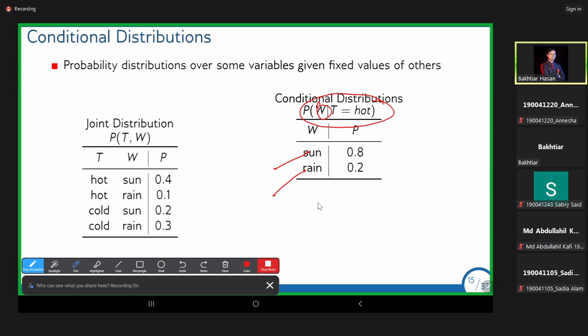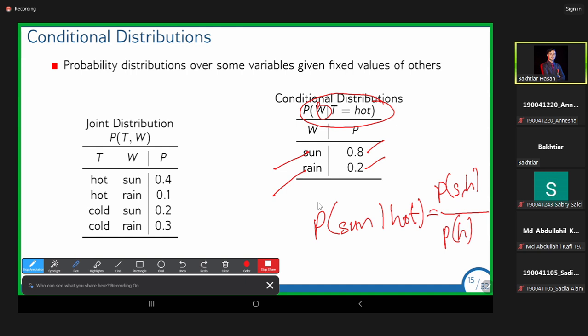All right, and each one of them is going to be, let's say, P of sun given hot and P of rain given hot. Here, hot is the evidence. All right. If I try to compute them, we got 0.8 and 0.2. Let's try to figure out how we got them. So for P of sun given hot, it should be equal to the joint distribution divided by the marginal distribution, right? So the joint distribution is P of sun and hot divided by P of hot.